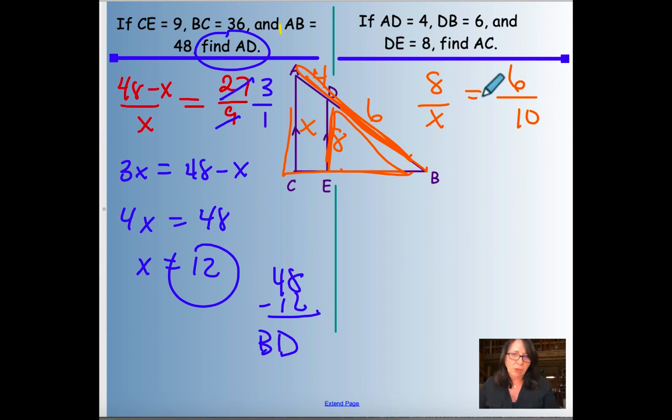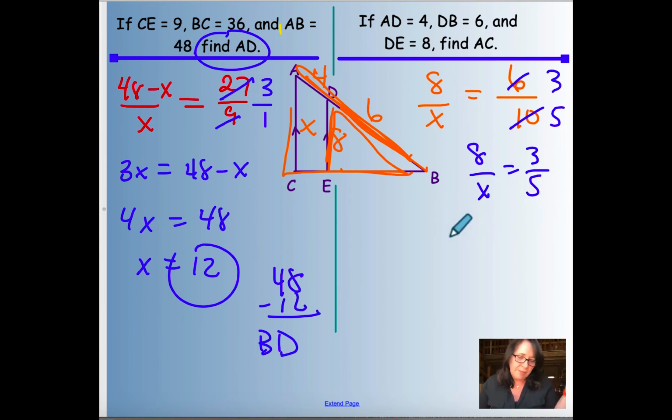And I would cross multiply, of course, but again, cancel if you can. If you feel comfortable canceling, divide by 2, you get 3 over 5, and it's just a smaller number. So you have 8 over X equals 3 over 5. You just have a smaller number to multiply, and maybe that's easier. 3X equals 40, and then divide by 3, you get 40 over 3.